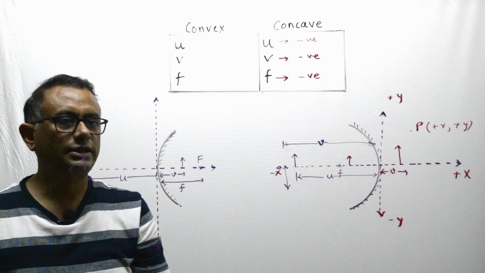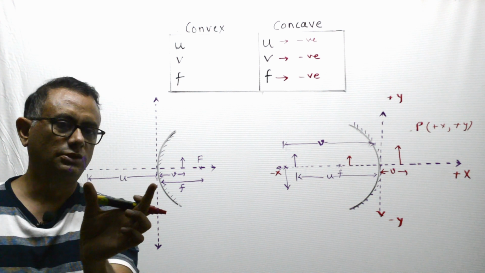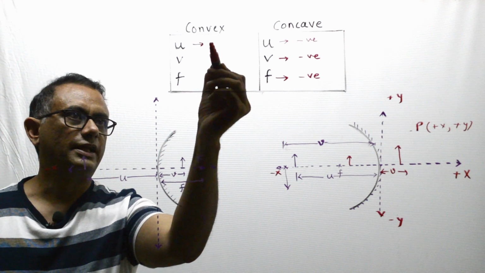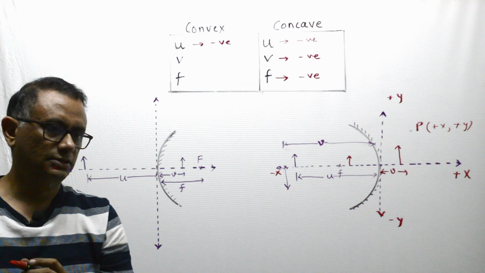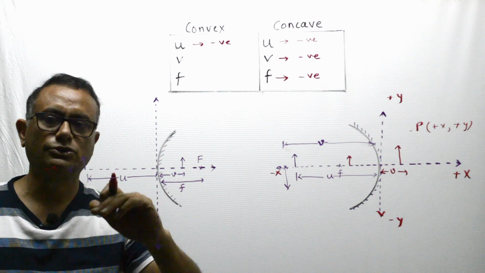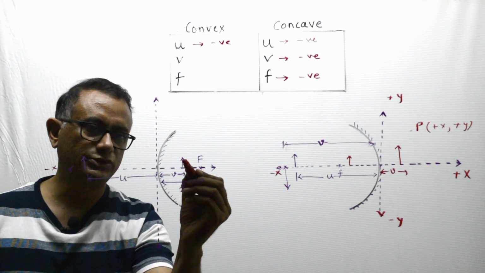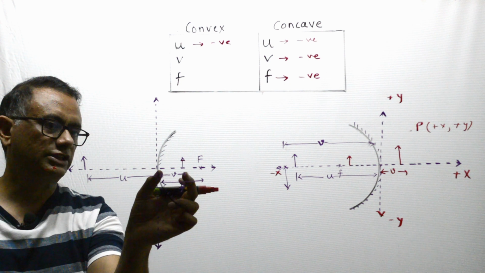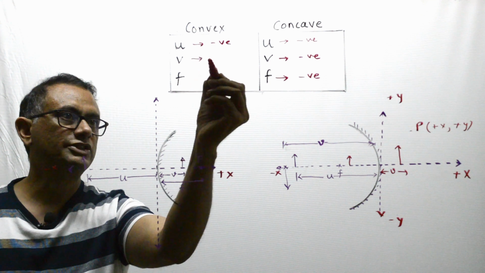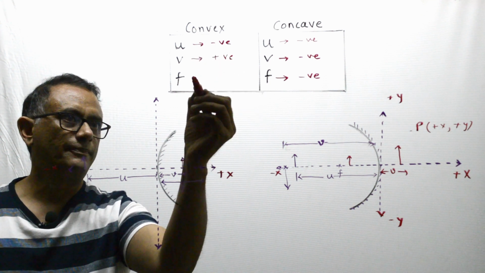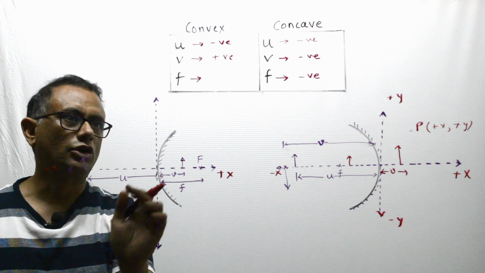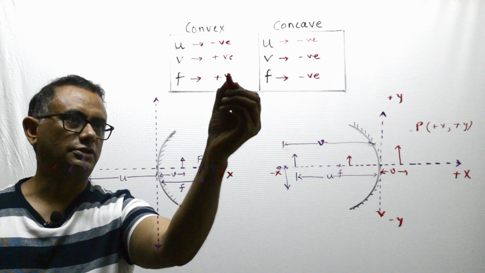So now let's look at the convex mirror. For a convex mirror too, the u is on the negative x-axis, so we will consider u to be negative. What about v? We know that for a convex mirror, the image is always going to lie on the opposite side. It's always going to be a virtual image. Therefore, this distance will be on the positive x-axis, so v is going to be always positive. And what about f? Focal length is this side. So the focal length for a convex mirror is always going to be positive.